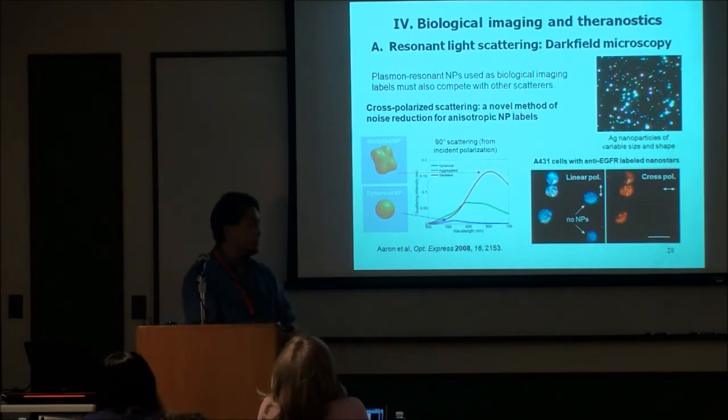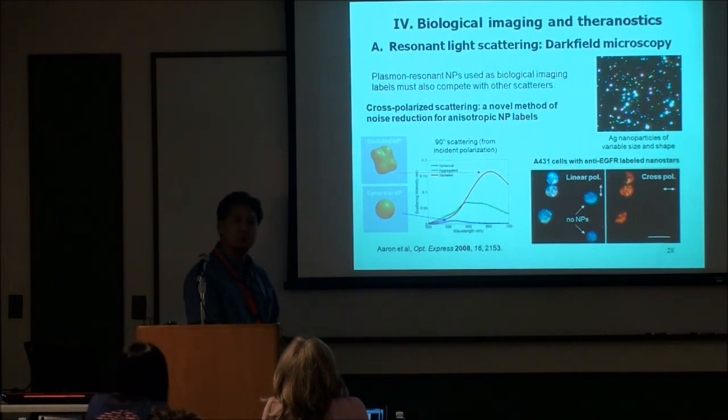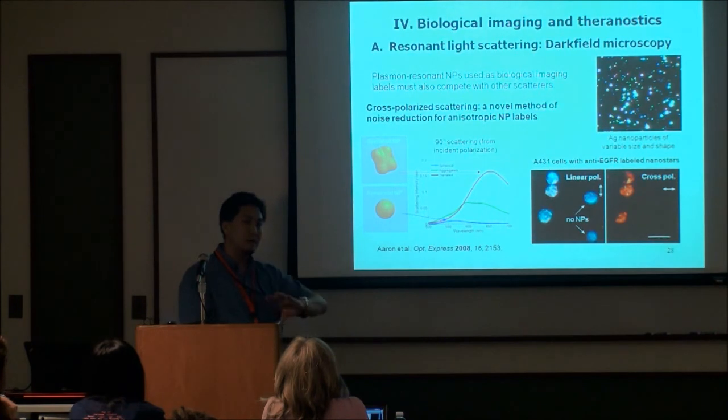Now, there's an issue of coherence that was mentioned, and so here I want to raise an interesting point. If you change the shape of the particle, right, you can actually change how the light is emitted and vary the phase.